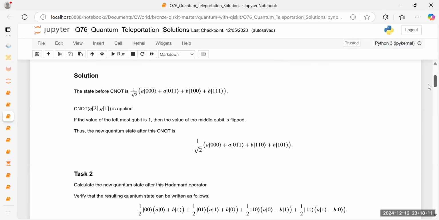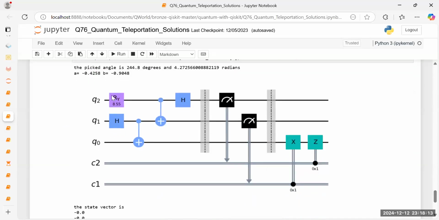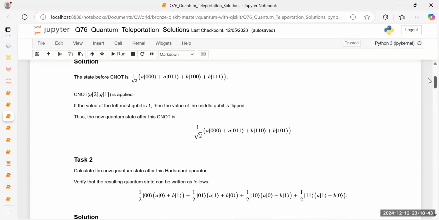The next step is to apply a CNOT operator. We've used Ry to create psi, and we have our entangled pair. Now we need to apply a CNOT operator between Asja's 2 qubits and then H on the qubit containing psi.